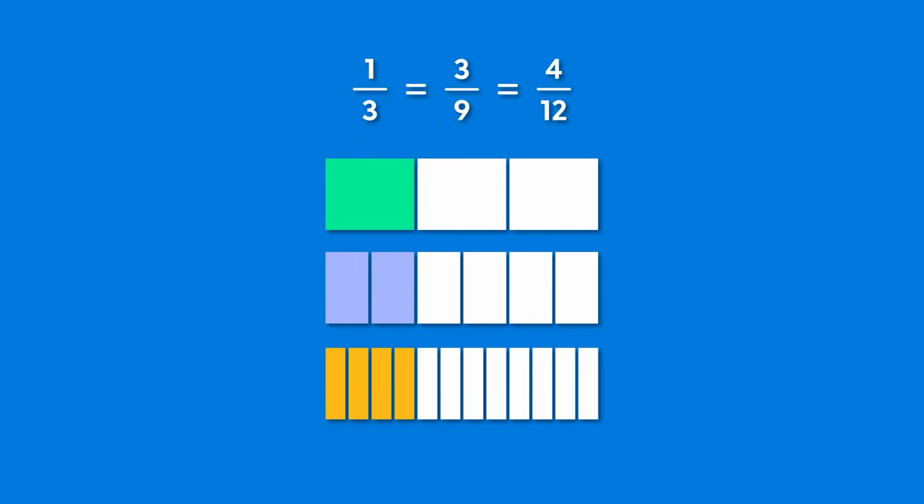Equivalent fractions become much clearer when students see how the numerators and denominators change together while the amount stays the same. With the right context and visuals, the concept becomes intuitive.